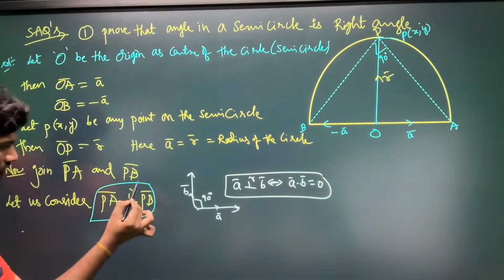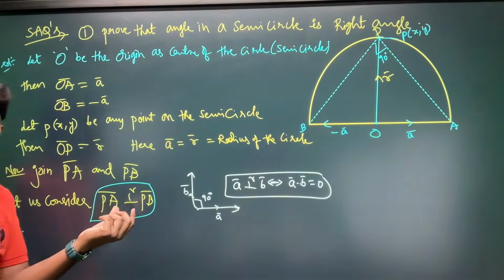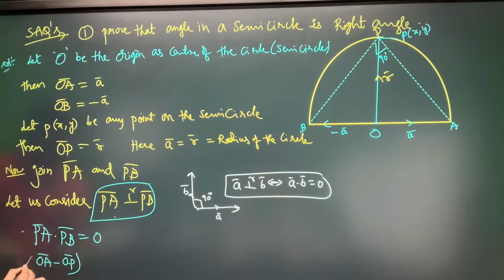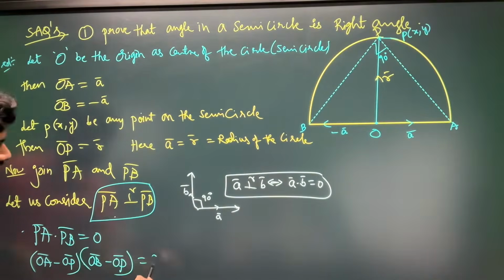We are considering PA bar perpendicular to PB bar. So therefore we take the dot product of PA bar and PB bar equal to 0. PA bar dot PB bar is equal to 0. According to the formula, PA bar we can write as OA bar minus OP bar, and PB bar as OB bar minus OP bar. So (OA bar minus OP bar) dot (OB bar minus OP bar) is equal to 0.